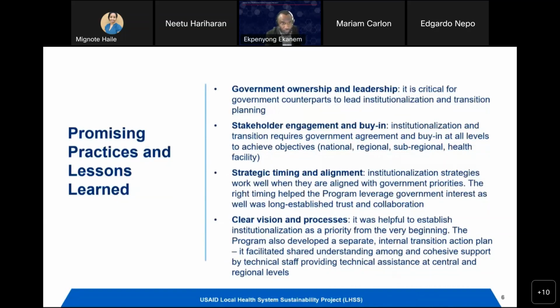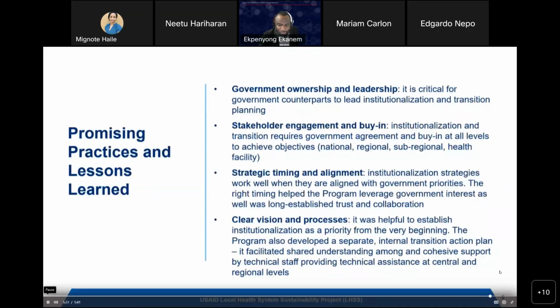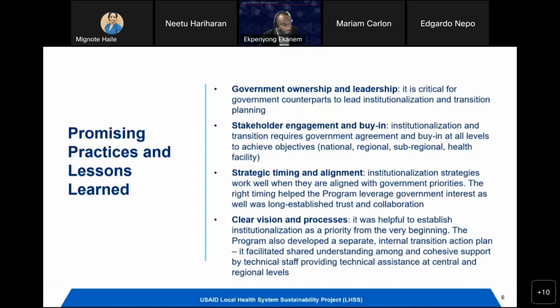And in addition to that, it's also important to have a clear vision and to have a well-defined process of institutionalization. So from the very beginning, institutionalization was considered as a priority element by USAID projects. So building on this, the program developed internal action plan, which highlights transition activities, timelines, expected outcomes, and monitoring mechanisms, which help us to track the progress of institutionalization. These are very important pointers. So this action plan helps the program staff to have shared understanding and provide the support consistently across regions and city administrations. Thank you so much for your attention.